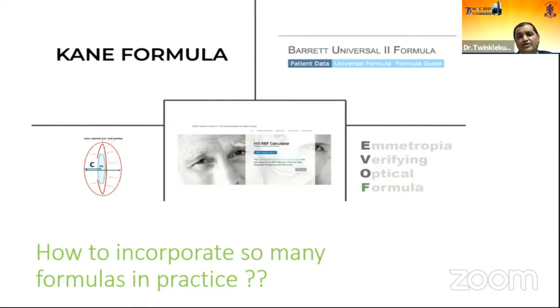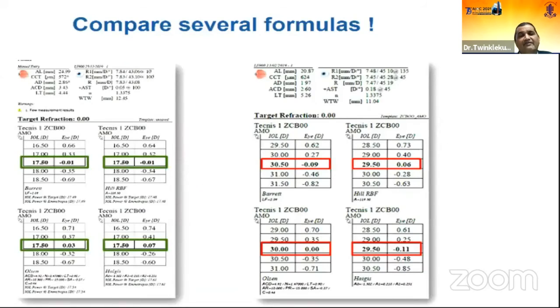Now, how to incorporate so many formulas in practice? Whenever you have patients other than the normal range, like high hyperopia or high myopia, put the patient in all these formulas and compare the results. That will guide you on how to proceed. Suppose this is a high myopic patient where the axial length is 24.99. All these newer generation formulas are giving nearly equal results. But this is another case, a high hyperopic patient, where the results are variable. The Barrett gives 30.5 while the Hill RBF gives 29.50.